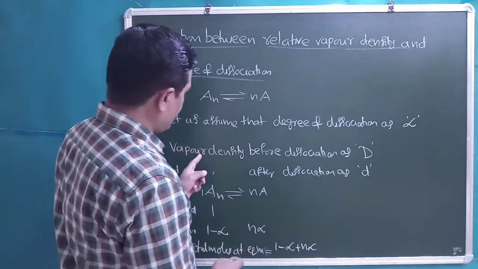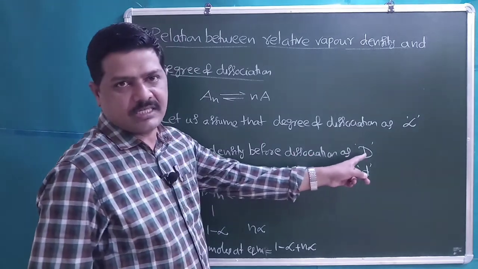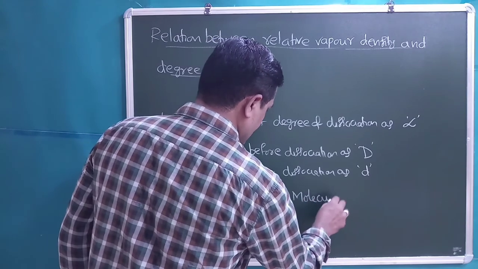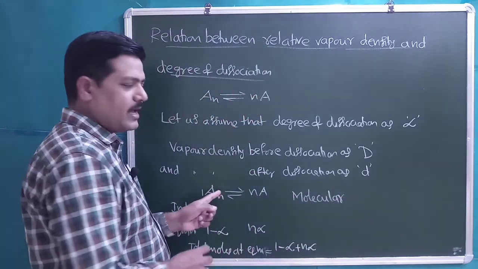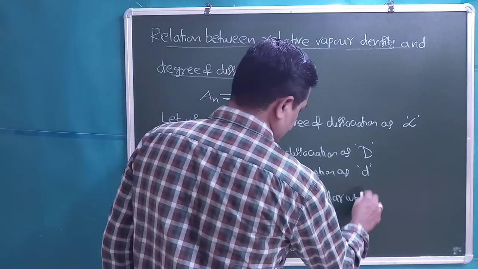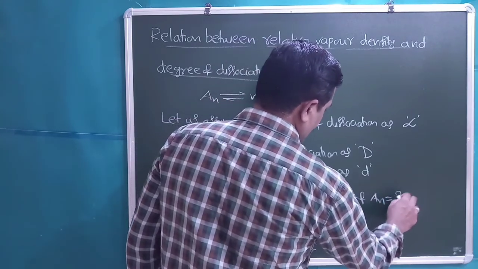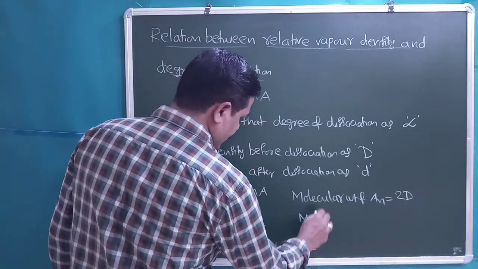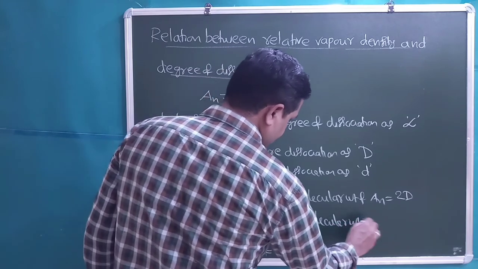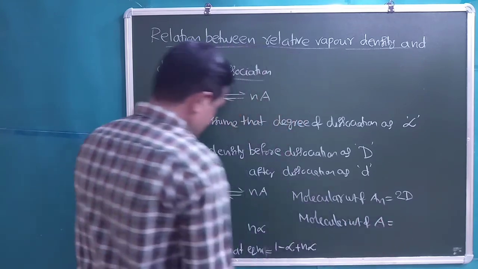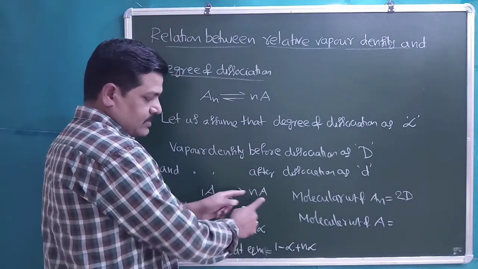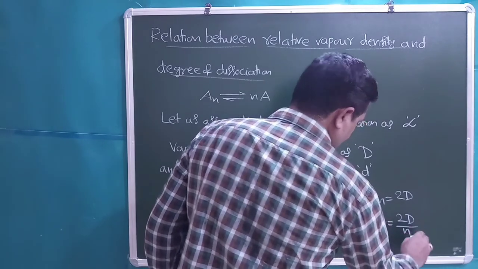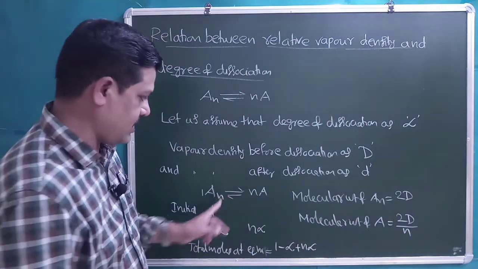Students, here we have assumed that the vapor density before dissociation is D. So the molecular weight of AN, since before dissociation only AN is present, is equal to 2 into vapor density, that is 2D. Then what will be the molecular weight of A? Molecular weight of AN is 2D, then A will be 2D divided by n. 2D divided by n is the molecular weight of A.